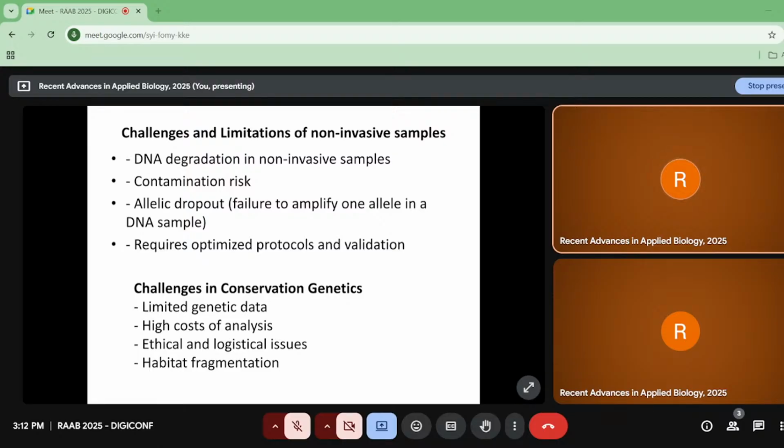That means challenges in conservation genetics: limited genetic data, high cost of analysis, ethical and logistic issues, and habitat fragmentation. These are the challenges in conservation genetics.